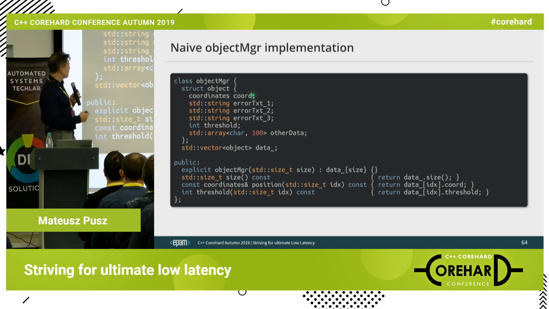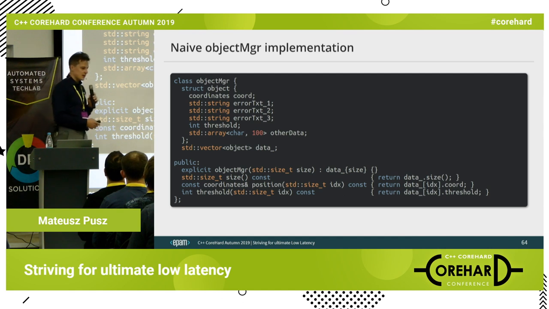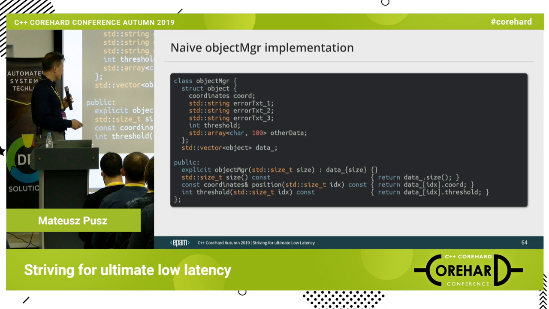You can write it in this way: that's the object manager, that has a structure, that's the object, that has some coordinates, it has some cold stuff, like error texting, like textures, like voices, like things that you put in the back during your travel through the game. And you have this threshold somewhere.